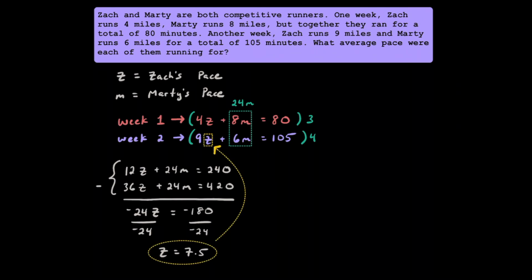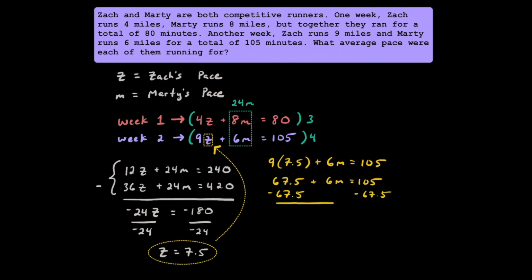Now that we have Zach's pace, we can plug it into this equation to find out Marty's pace. Substituting in, we get 9 times 7.5 plus 6M is equal to 105. 9 times 7.5 is going to be 67.5, which is 67.5 minutes, plus 6M is equal to 105 minutes. Let's subtract 67.5 from both the left side and the right side to solve for how long it takes Marty to run 6 miles. Since 105 minus 67.5 is going to be 37.5, we know it took him 37.5 minutes to run 6 miles. Dividing both sides by 6 here, we find out that M, or Marty's pace, is equal to 6.25.